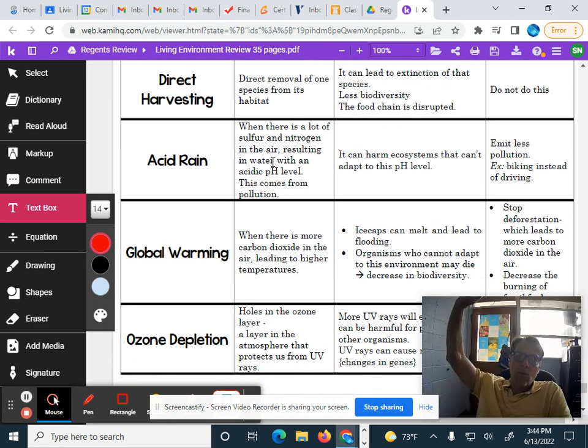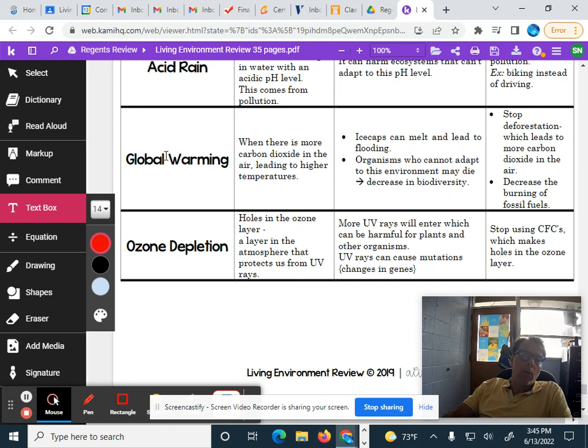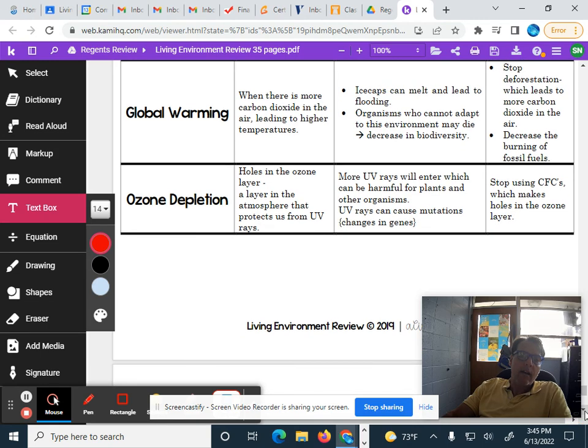Acid rain is when you are creating too much acidity in the water, caused by pollution from factories, a lot of sulfur dioxide and carbon dioxide. Global warming is when we are making the earth warmer. We're creating climate change, which leads to global warming, by burning fossil fuels and releasing extra carbon dioxide into the atmosphere. Deforestation also adds to that because there are fewer trees to soak up the carbon dioxide.